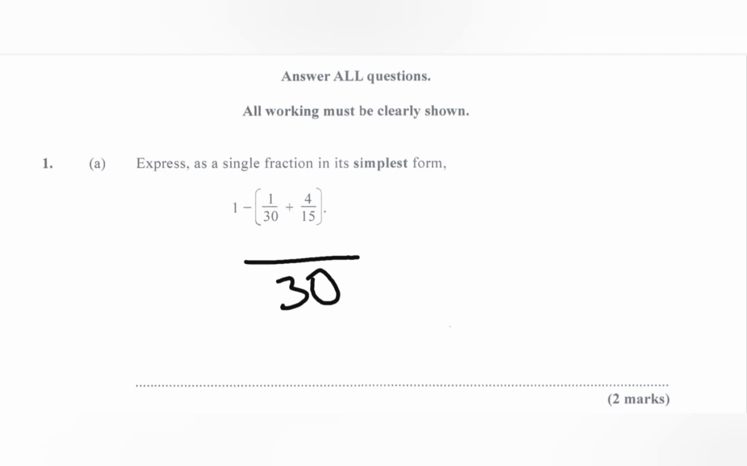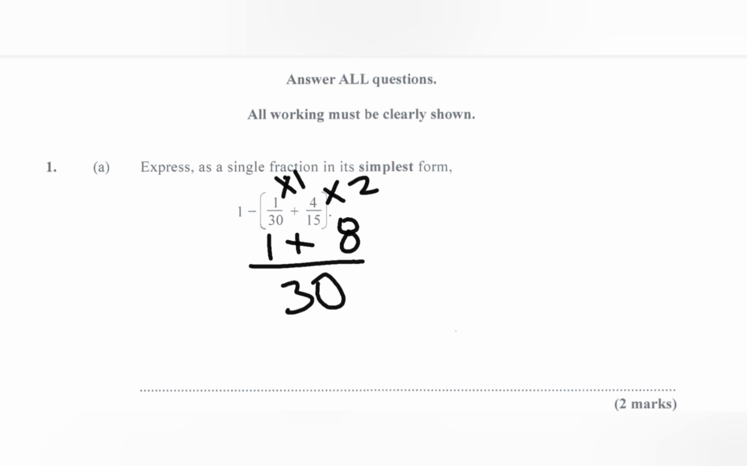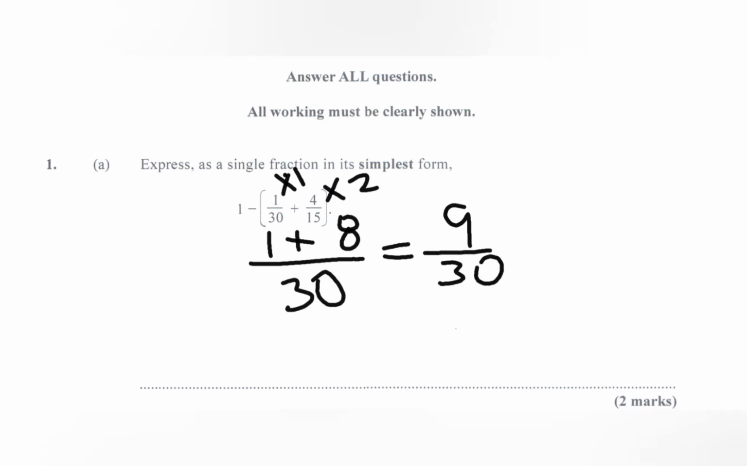So we're going to work out what goes as the numerator. 30 goes into 30 once, so we multiply 1 times 1, and that's going to give us 1 here, plus 15 into 30 goes 2 times, so we're going to multiply the numerator 4 by 2, so that's going to give us 8. The next thing we need to do is add our numerators, so it's going to give us 9 over 30.